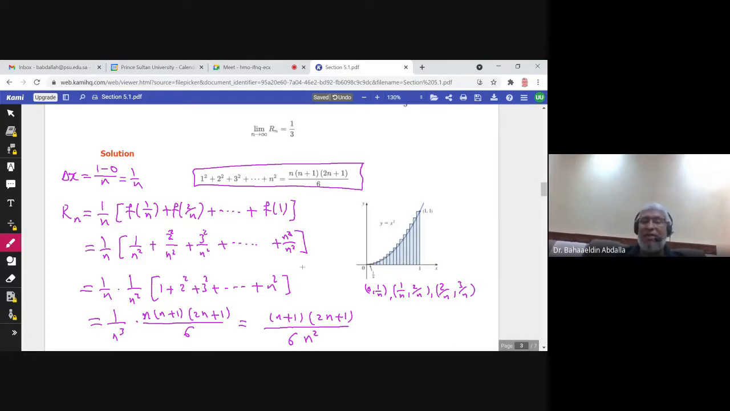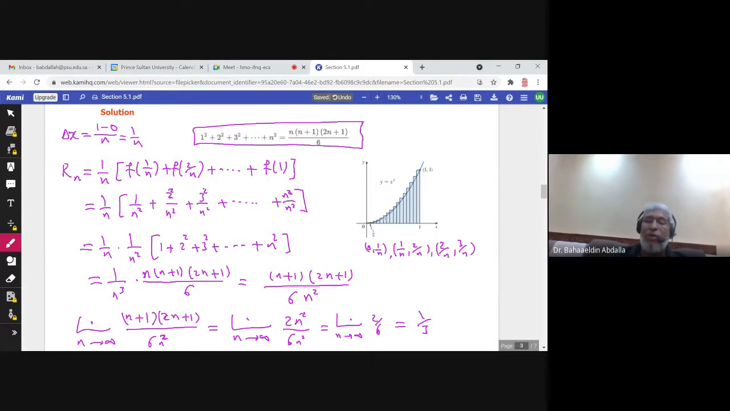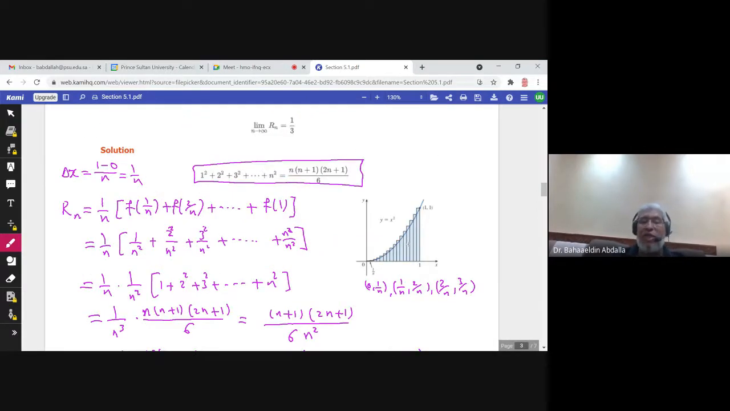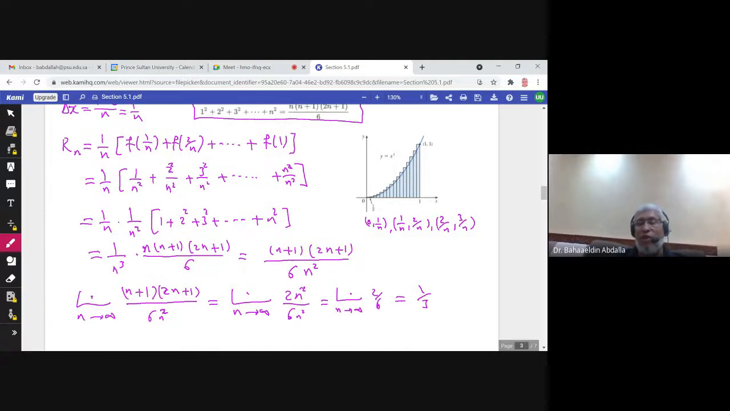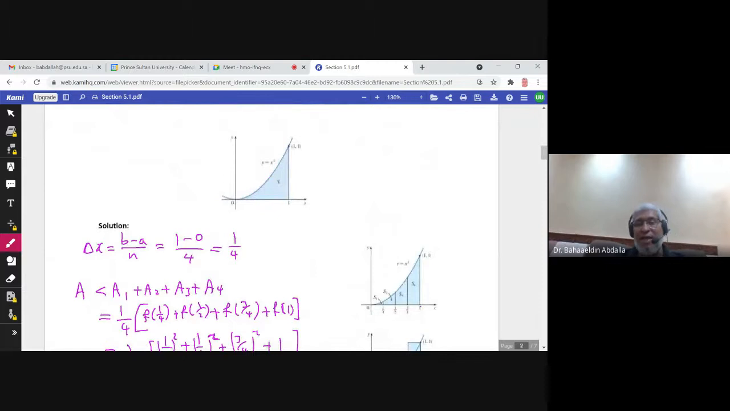And this means that if you take infinite number of rectangles, then the area of this region would be 1 over 3. So by finding the limit of the area of the n rectangles when n goes to infinity, so infinite number of rectangles, we can find the area, which is 1 over 3. So that's the area of this region. It is exactly 1 over 3.